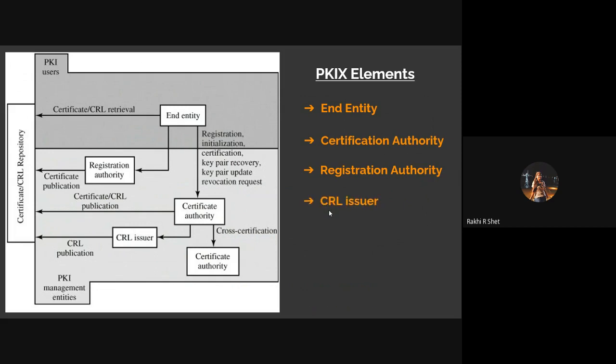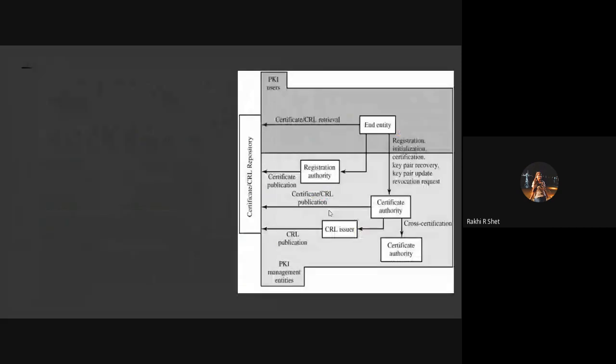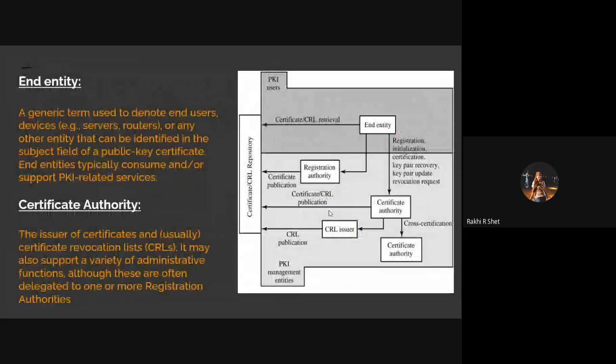Next, CRL issuer, that means certificate revocation list issuer. This comes into picture when the public key or the private key is compromised. So then we have to revoke the certificate that has been issued to the user. In that case, this element of the architecture comes into picture. Then repository. It is a kind of database where we store and manage the certificates that are issued by the certification authority. So we can study the elements of the architecture in detail.